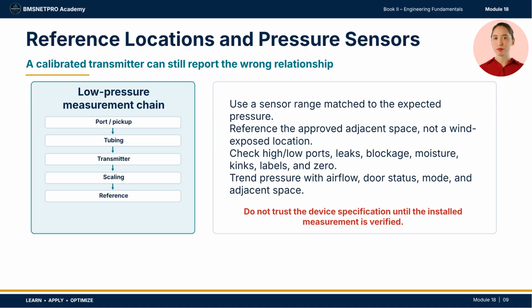When a pressure value appears suspicious, compare it with airflow, door status, adjacent pressure, and mode. The BAS professional must verify the installed measurement system, not only the device specification.